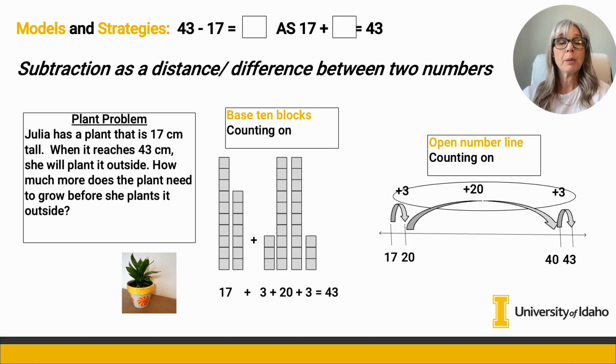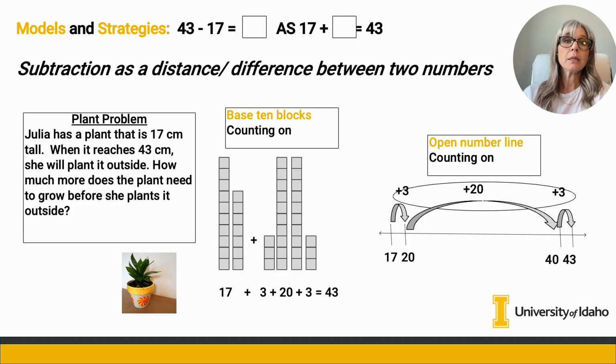Now let's look at the plant problem. In this context, we're thinking about how much more the plant has to grow. Instead of removing a number, we are emphasizing subtraction as the distance or the difference between two numbers. In this case, we're looking for the distance between 17 and 43, which can be represented using either a subtraction or addition equation. The addition equation leads to the strategy of counting on.